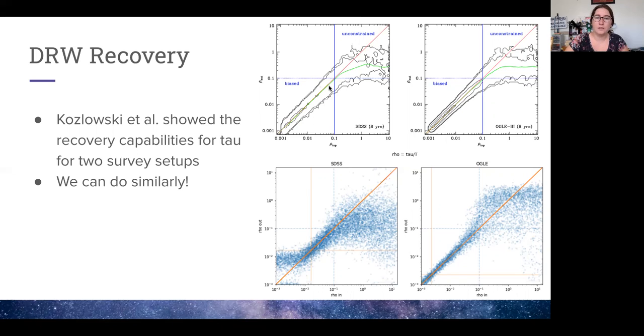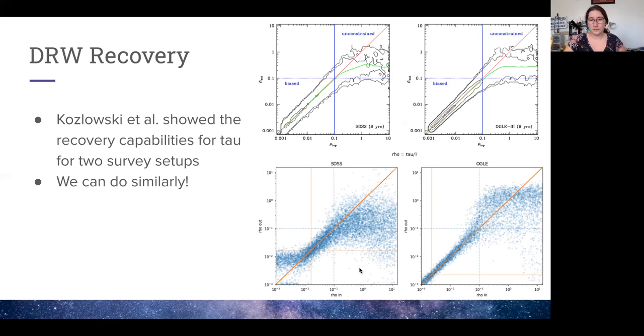So you can see up here for very low values of rho, they were able to do a great job recovering it, both for a less densely sampled light curve, like in an SDSS style survey, or a more densely sampled light curve. However, once you got to very large values of tau or rho, they were able to recover it less accurately, and it was frequently underestimated. So it had this sort of turnover effect up here.